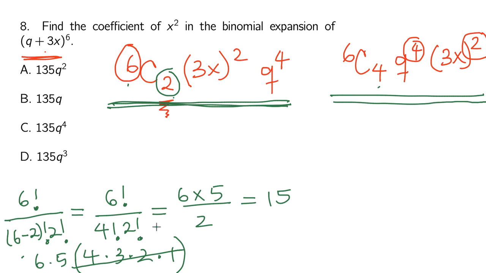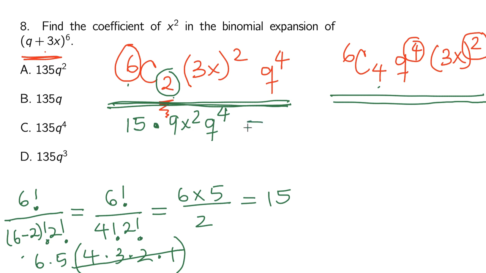And then at the bottom we still have a 2, which is the same as 2 factorial, and that gives 15. So this gives us 15 times 3x all squared, which is going to give us 9x squared. So 15 times 9x squared, and then here we have q to the 4th.